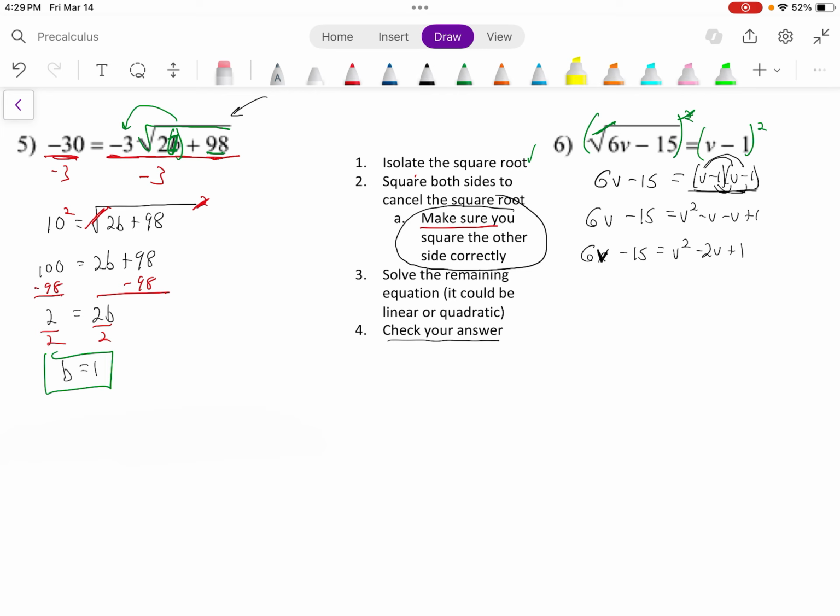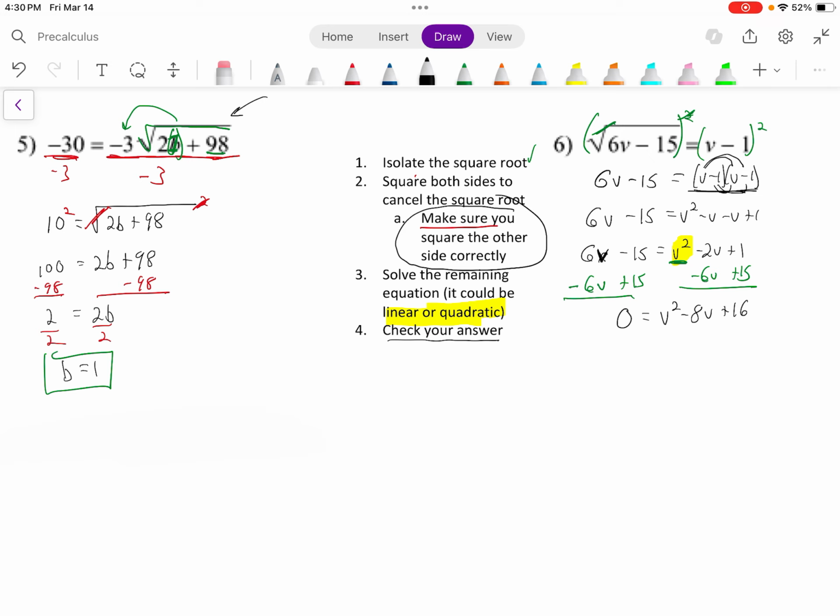Well, we have a quadratic equation because we have a variable that has an exponent of 2. It did say in there it could be linear or quadratic. So to solve a quadratic, we want to get everything to the same side. When we get everything to the same side, it's easiest to have the squared term be positive. So we'll subtract 6v from both sides, and at the same time, we can add 15 to both sides. That leaves us with 0 on the left, and v squared minus 8v plus 16 on the right.